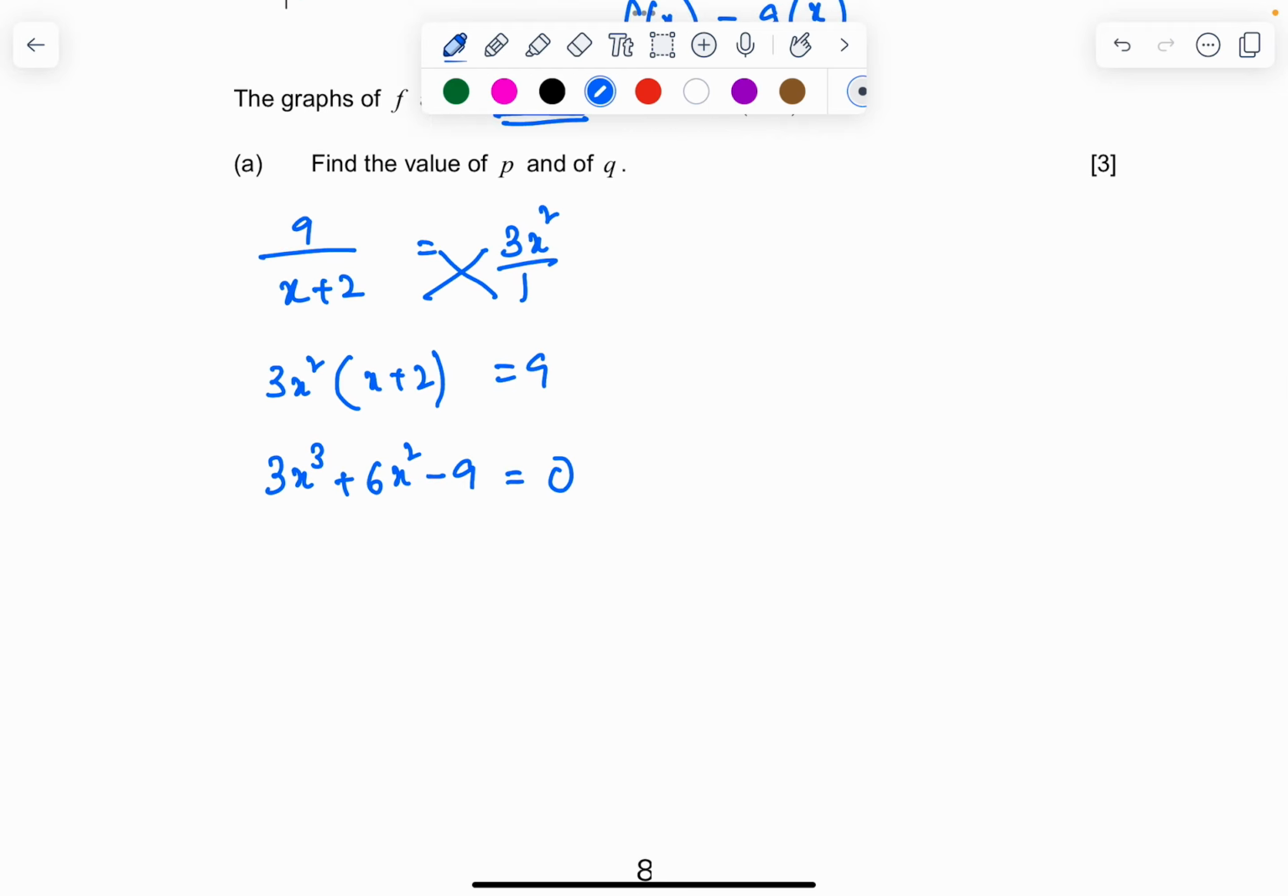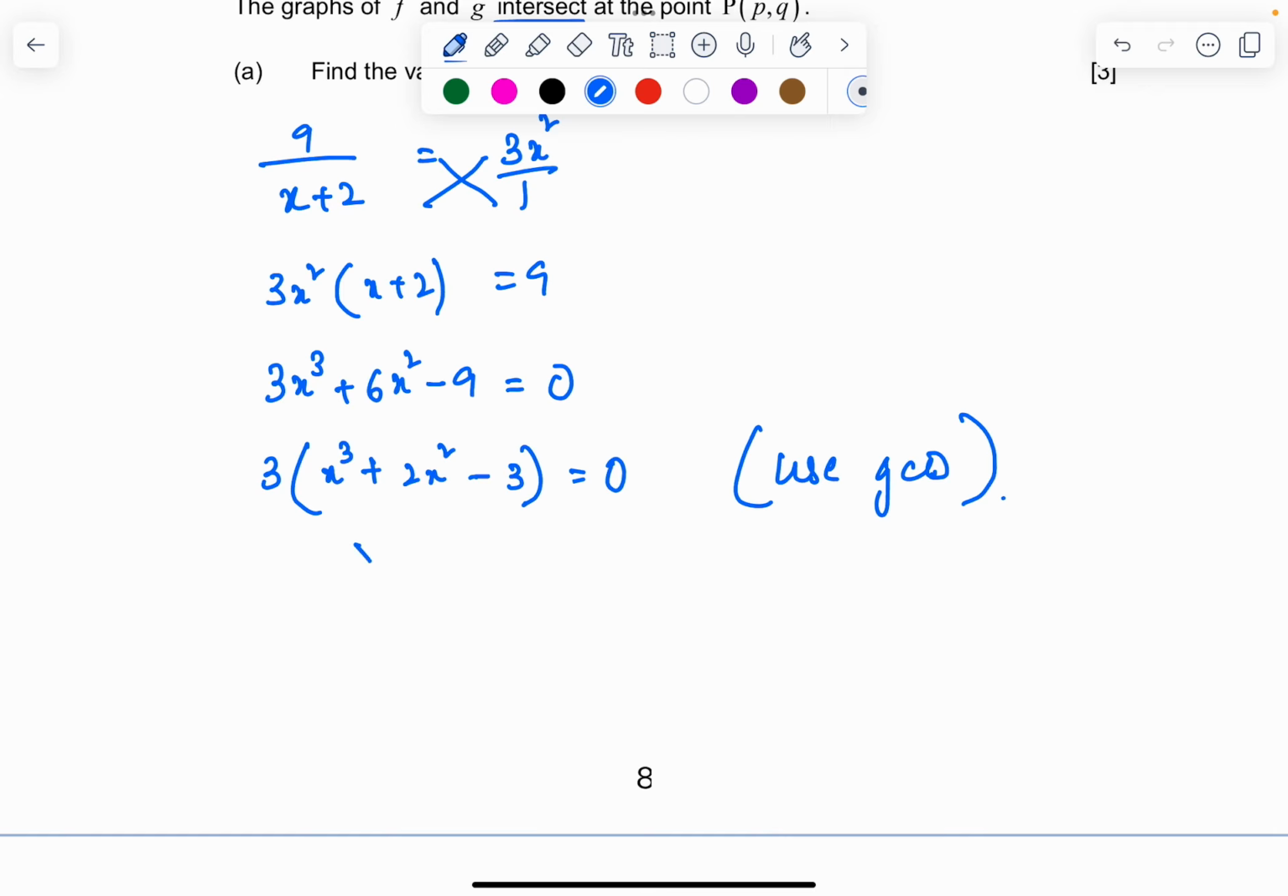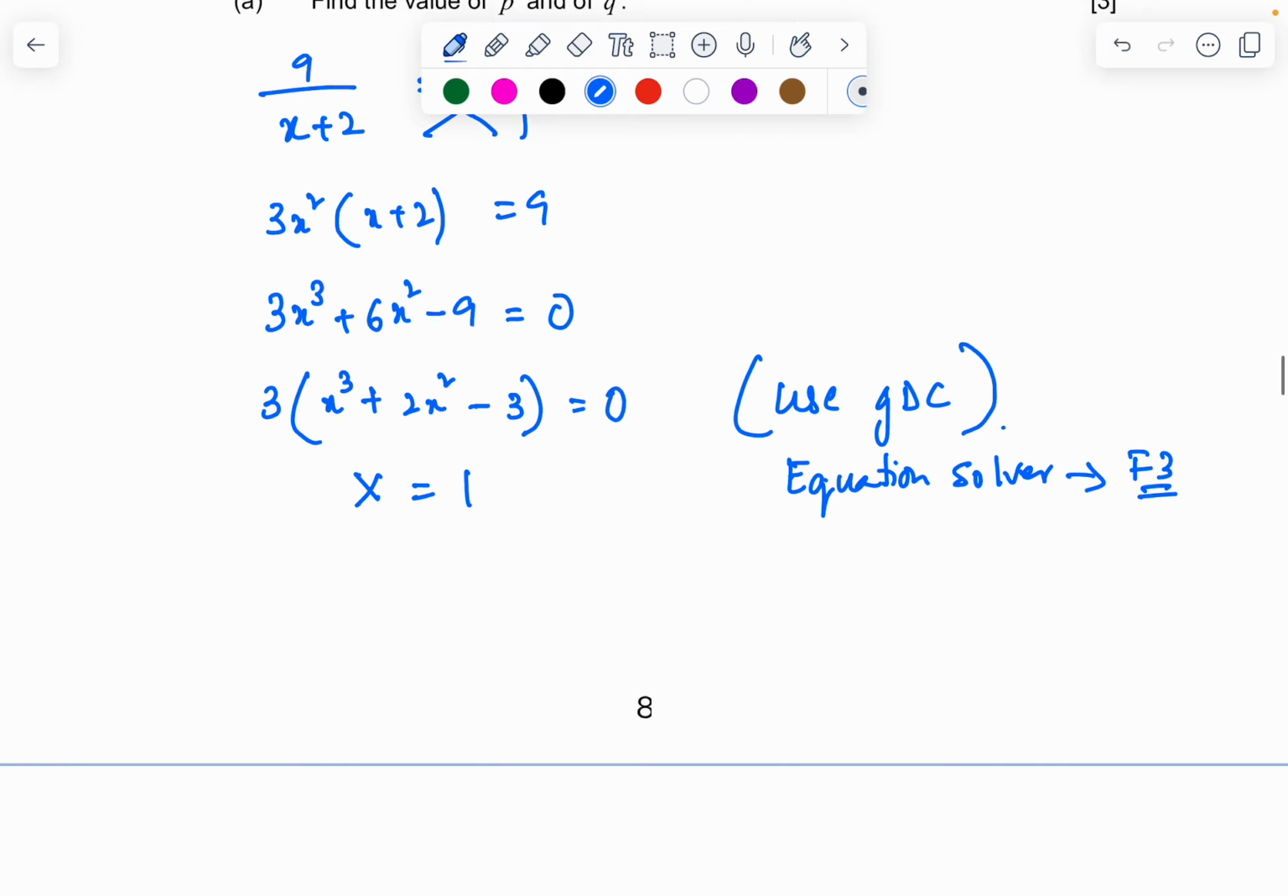Then I can take the 3 common here. x cubed plus 2x squared minus 3 is equal to 0. So you can use GDC here, and you can solve that. You will get x equal to 1. How do you use GDC? Graphing display calculator. So use equation solver, then F3. Then insert the equation. Then you will get x equal to 1.